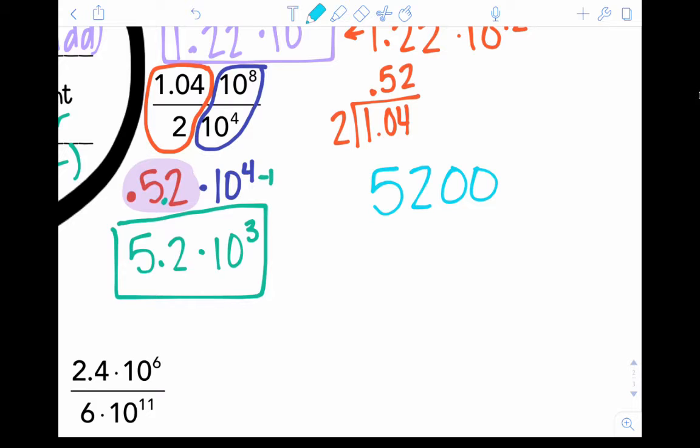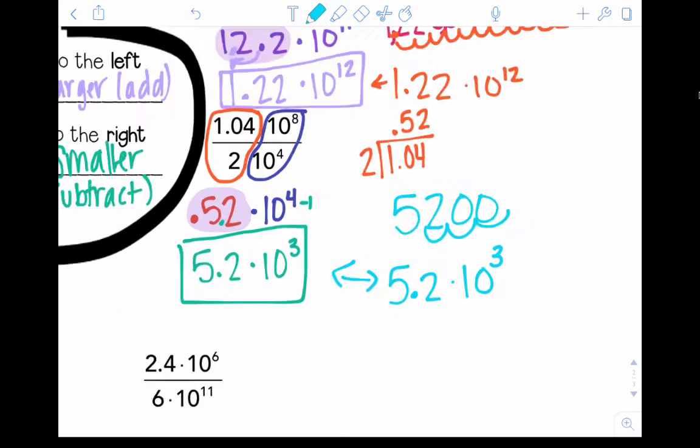And then 5,200, I'm going to write in scientific notation. So my decimal goes between the 5 and the 2. And then the decimal had moved 1, 2, 3 times. So this is 5.2 times 10 to the 3rd, which is the same. It's positive because 5,200 is a large number.